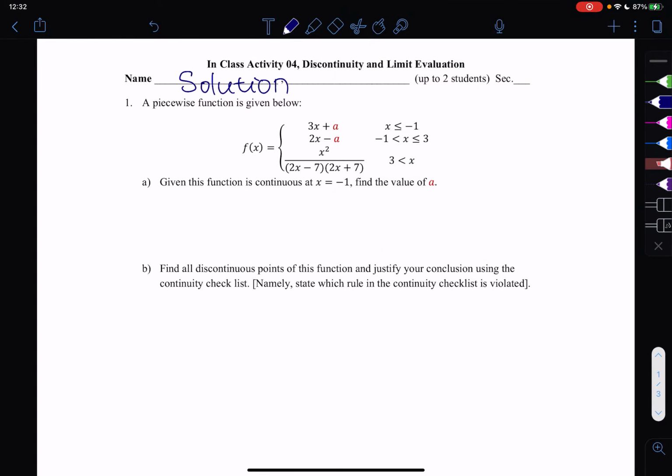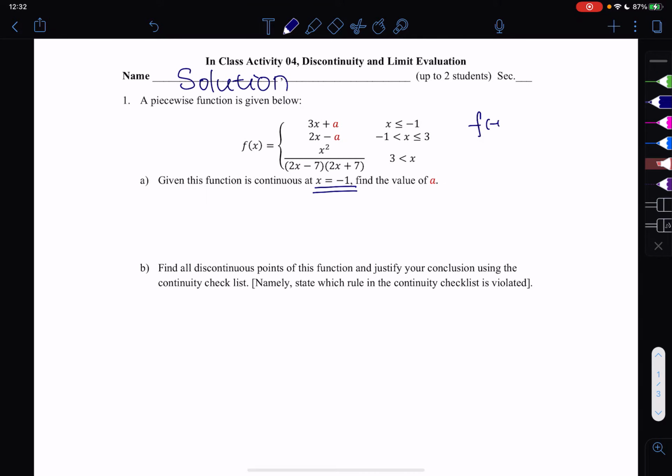Let's go over activity number 4 together. So the first problem says my function is a continuous function at the point of -1. So it clearly means your function value exists and also your function limit exists at the point of -1. Function value exists is quite obvious, but in order to make the limit exist at the point, you need to have left and right side matching with each other.